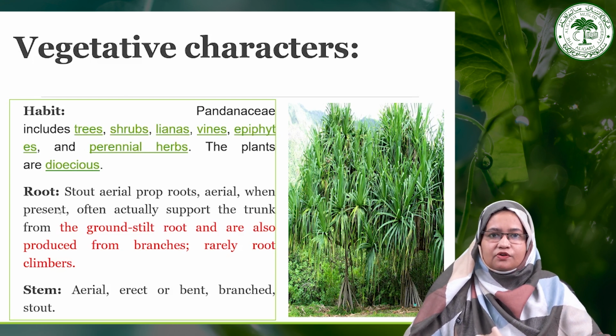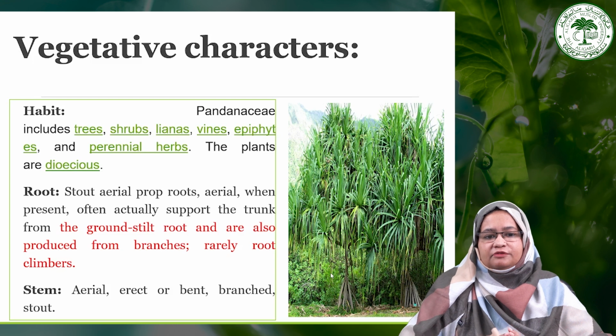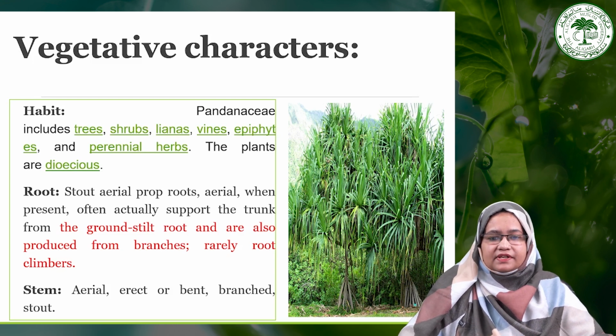If we see the roots of this plant, the roots are stout, aerial prop roots. As you can see here, these are the aerial prop roots, and when present, they often support the trunk. You can see these are the roots supporting the trunk of this stem. The stilt roots are also produced from the branches, and rarely the roots are climbers. You can see this is the habit of the plants, and the most prominent feature of this family is the presence of prop and stilt roots, for supporting the stem.